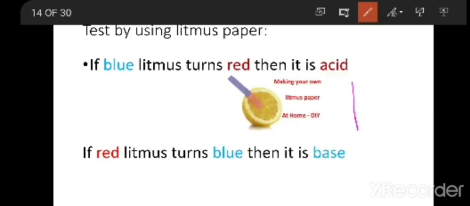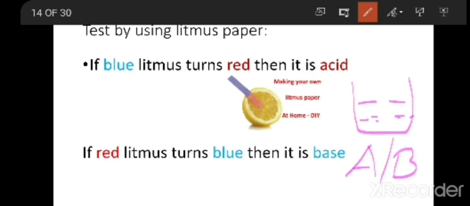Here for example we took some solution again. We don't know whether it is acid or base. We took blue litmus paper and we dipped it into the solution. If the blue litmus paper turned into red, then this solution is acid. The solution which is present in the beaker will be acid.